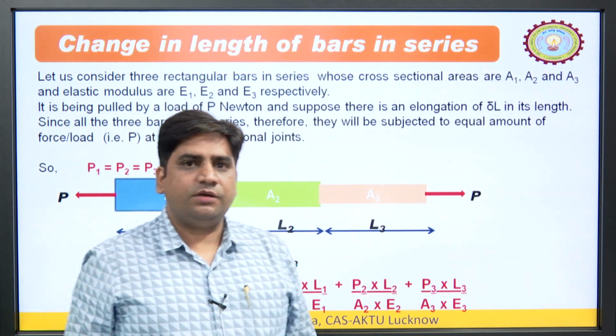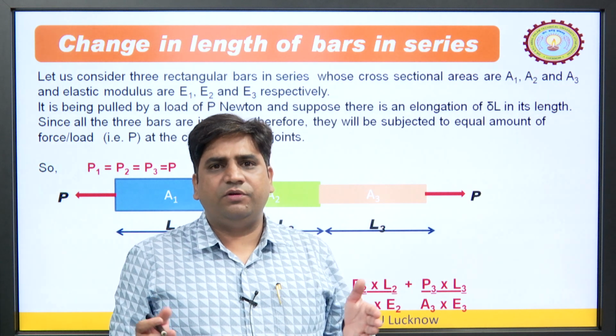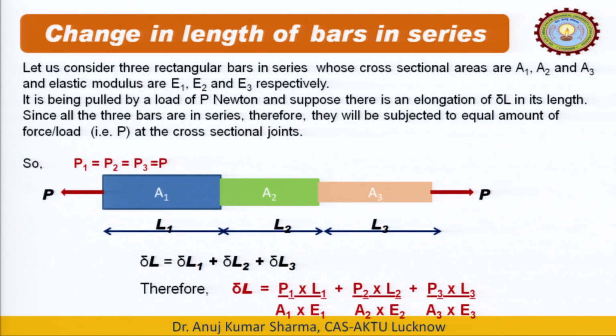Now, if we want to calculate for a single rod, it would be very easy, we can apply those formulas directly. But in daily life we generally do not have a single element, we have combinations of elements. Then this concept of combinations of bars, or compound bars, series or parallel bars, comes into the picture. So we have to discuss the change in length of bars in series.